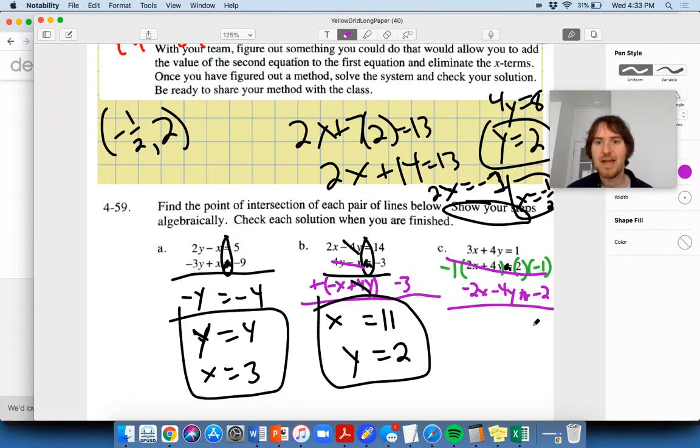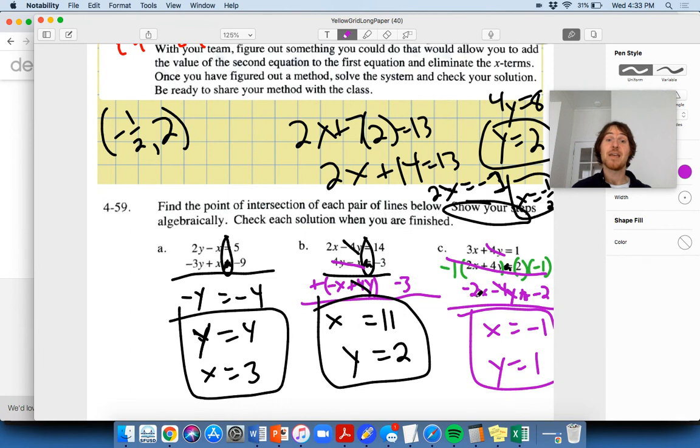1 minus 2 is negative 1. 2x minus 2x is just x. And then the 4y and negative 4y eliminate. x equals negative 1. Negative 3, add 4 to both sides is 1. So y equals 1 in this one. And hopefully you solved it. Hopefully you get what I got.